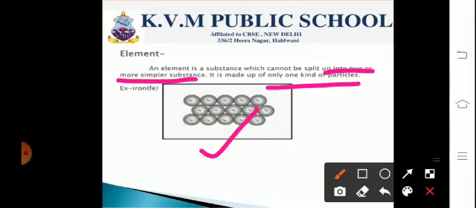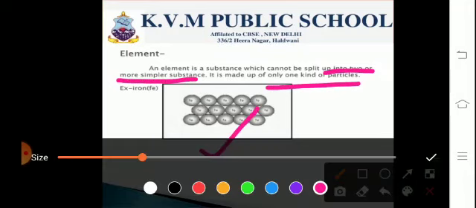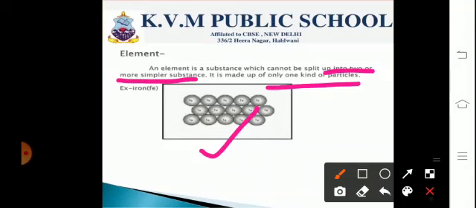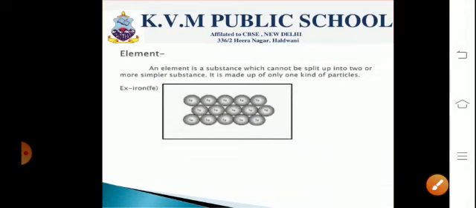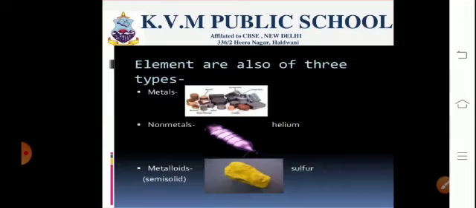In the diagrammatic representation, we can see the element iron, which is shown. Elements can be basically of three types: metals, non-metals, and metalloids. Metals have characteristic properties: they are lustrous, sonorous, ductile, malleable, and good conductors of heat and electricity. Whereas the non-metals lack these properties.